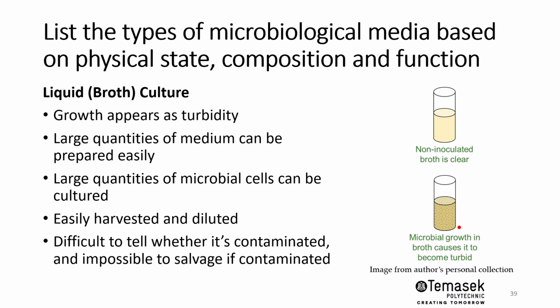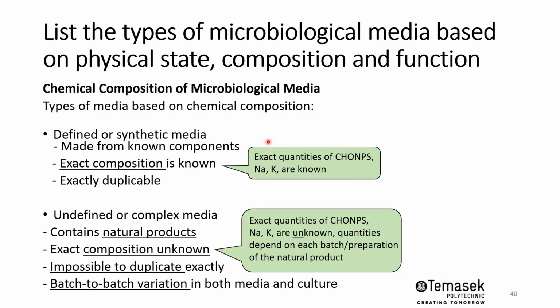So in terms of the chemical composition of the microbiological media, the type of media depends on various factors. You have two different types of media. First, we have the defined or the synthetic media. They are made from known components, so we know the exact composition in this defined media, and hence the name. Very easily duplicable. You can easily replicate them. When we know the exact composition, I'm talking about the exact quantity of chromes, sodium, potassium, and so on and so forth.